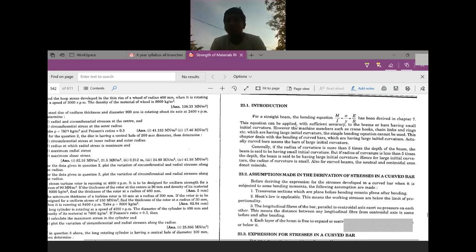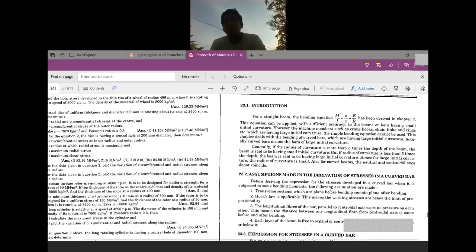How will you identify it is a curved bar? It has a large initial curvature, then you will go for curved bars. Generally, if the radius of curvature is more than 5 times the depth of the beam, then the beam is said to be having small initial curvature. But if the radius of curvature is less than 5 times the depth, the beam is said to be having a large initial curvature. Hence, for large curvatures, the radius of curvature is small.